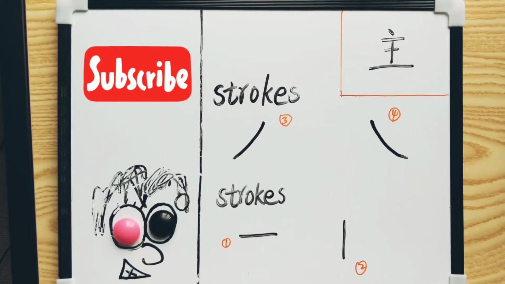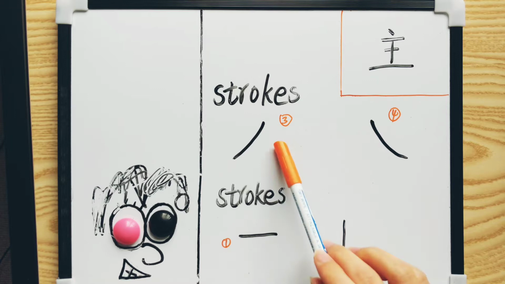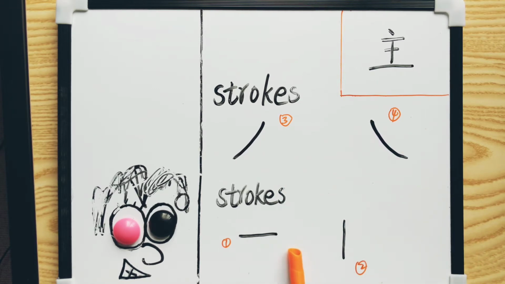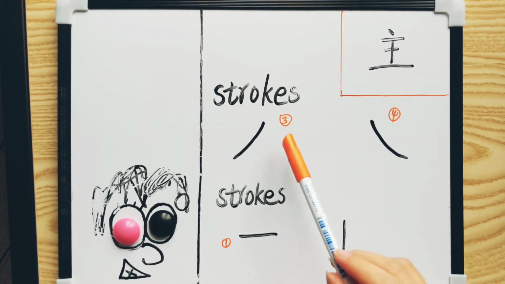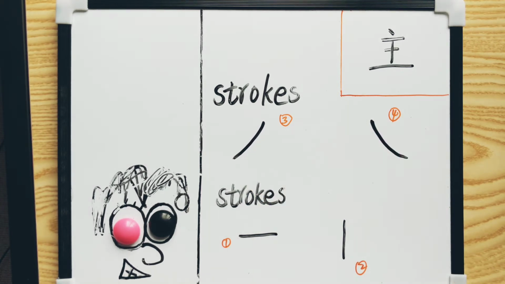Hello everyone, we have learned 4 strokes so far. So 1, 2, 3, 4. The horizontal line, the vertical line, the line flicking to the left, and the one flicking to the right. And today we're gonna learn the 5th stroke.